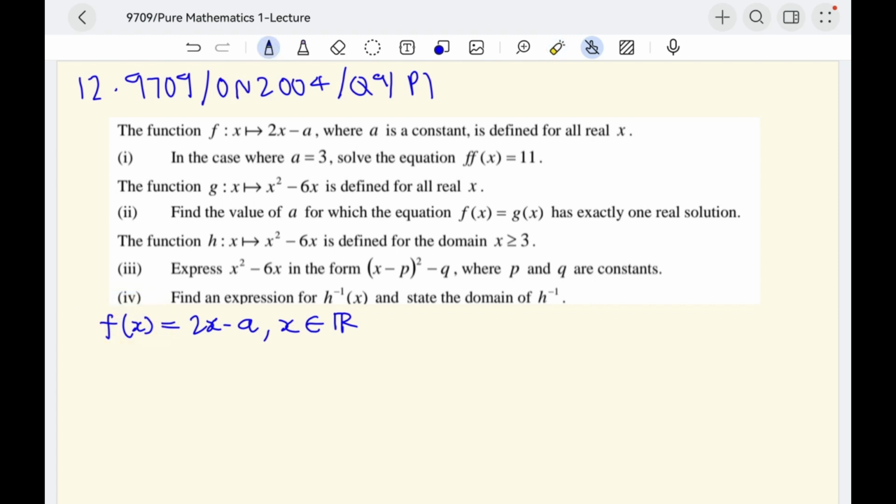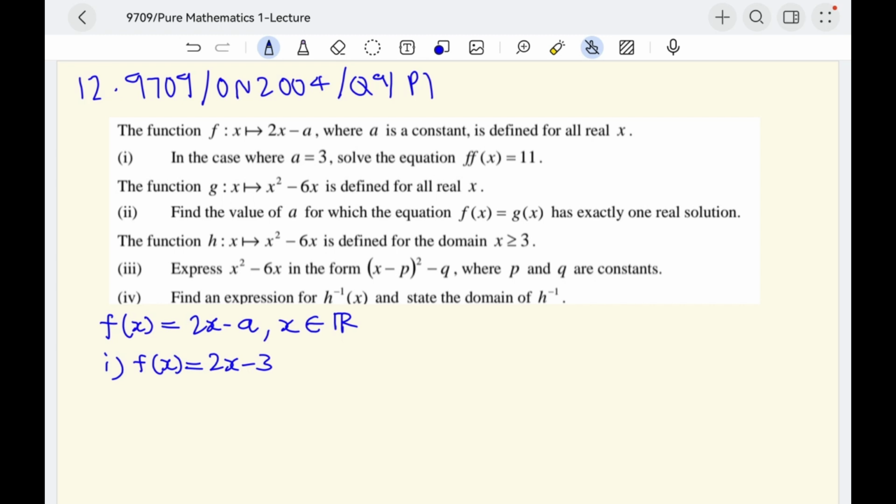So let's take a look at the first part. For the first part, in the case when a equals 3, solve the equation ff(x) equals 11. So you will see that here is your composite function of f, where the function f maps its own domain to get this composite function. So for the first part, substitute a as 3, which means your f(x) will be 2x minus 3, particularly.